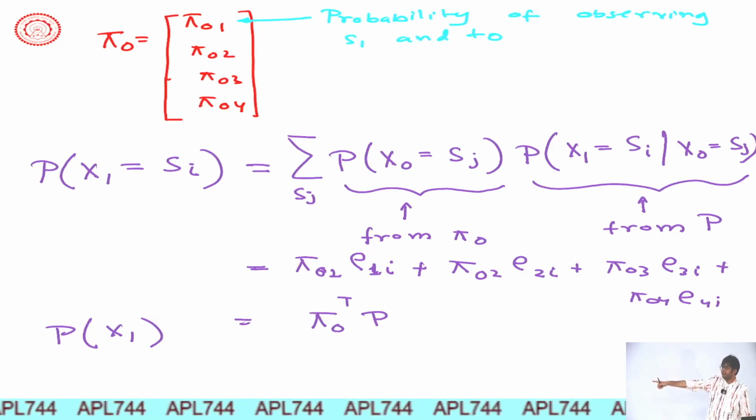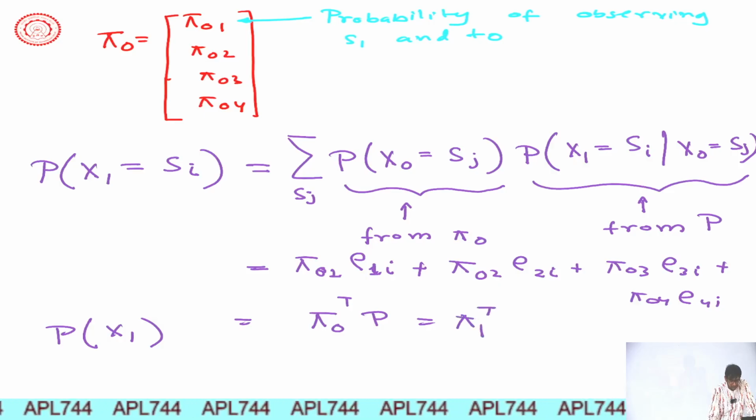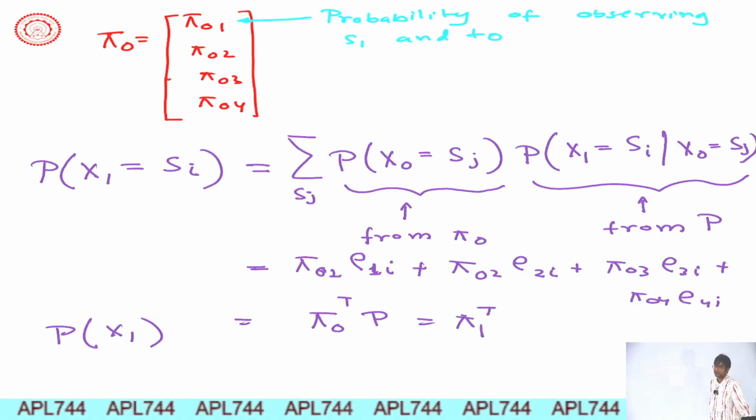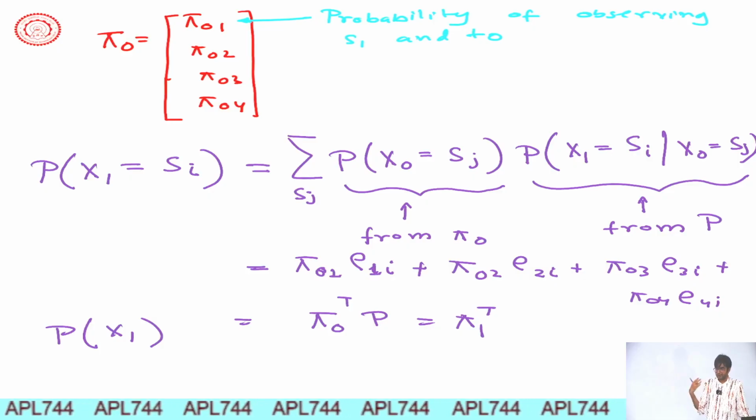So when you write it in this form, you get not only one but all of those, and that's why pi is in a row form. So row times column, it will get multiplied and added, and you will get all the values. Clear? And this probability of x1 is nothing but equal to pi 1 transpose, right? So pi 1 transpose is equal to pi naught transpose multiplied by P. Clear what we are doing?